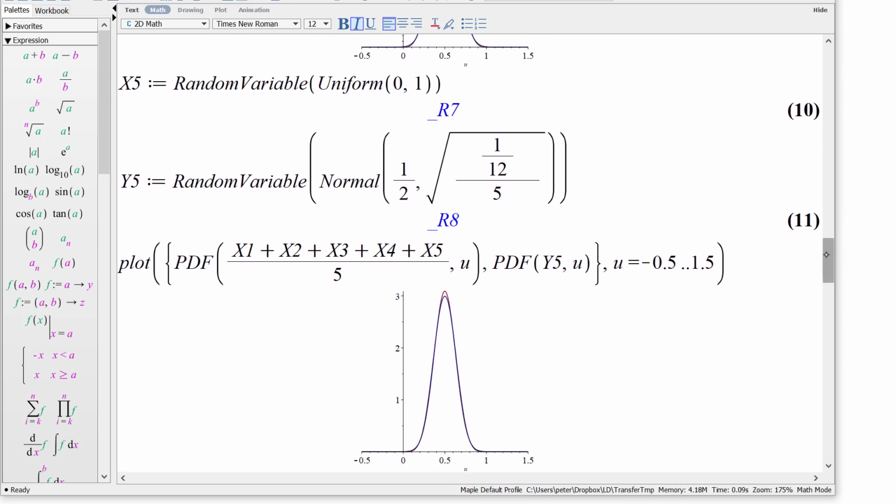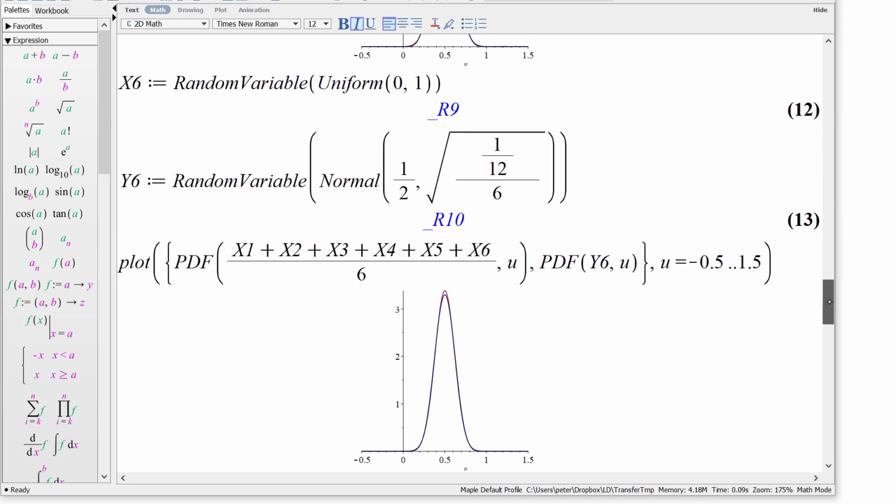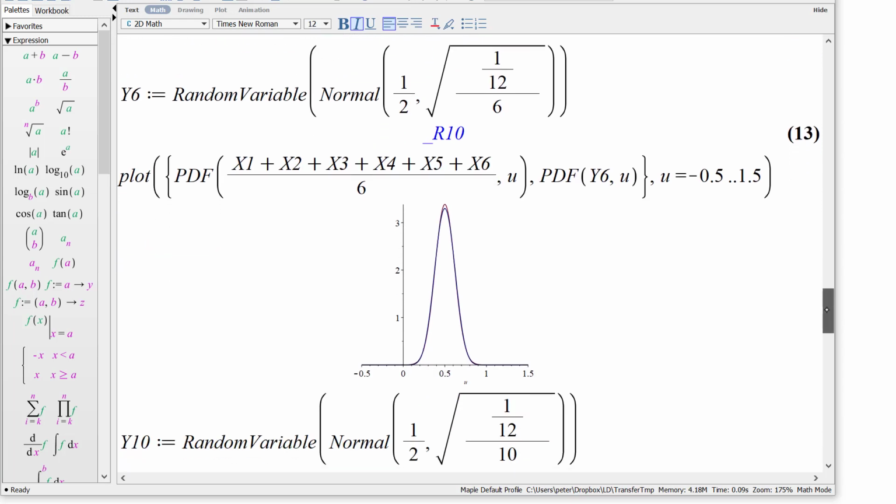The PDFs are getting almost identical. The 6th one, comparing. Now there's just a slight difference up here that we can notice. So I could go on, but beyond the 6th one, we won't even be able to see the difference between the PDFs. I'm only plotting the normal. The sample average will look exactly the same.